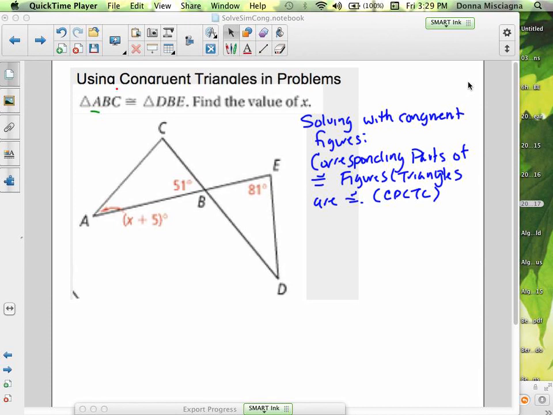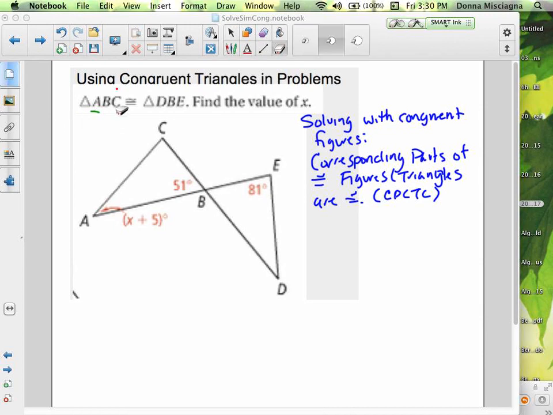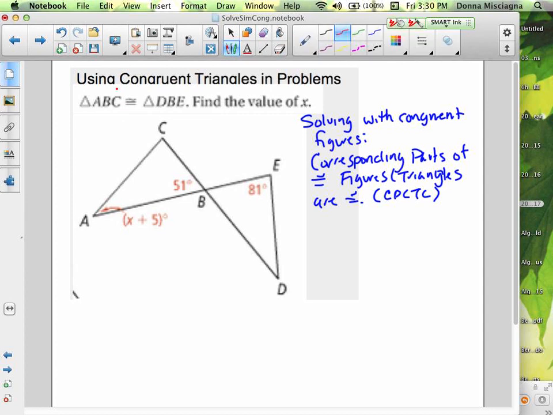So here we're not given measurements for angle D and angle C and angle EBD, but we know they have to be congruent to the corresponding parts because our triangles are congruent. All right, so we want to find x here, but we don't know what angle D is. We can't just set them equal to one another. But what if we could find another angle in the triangle? Maybe then we could figure out what x is.